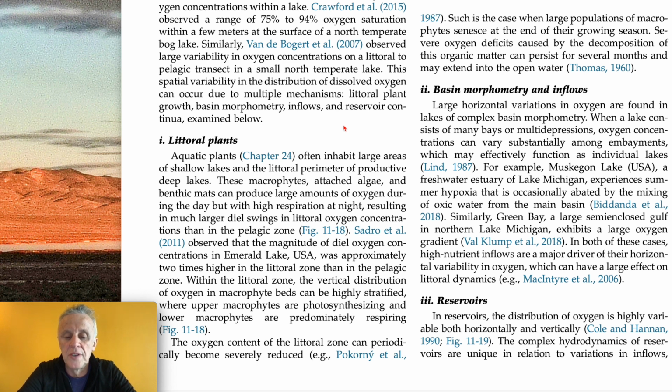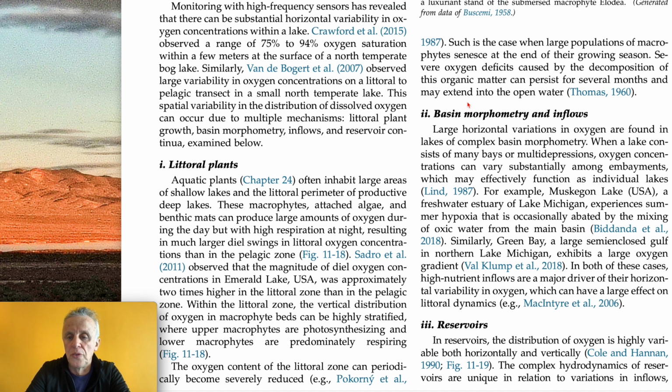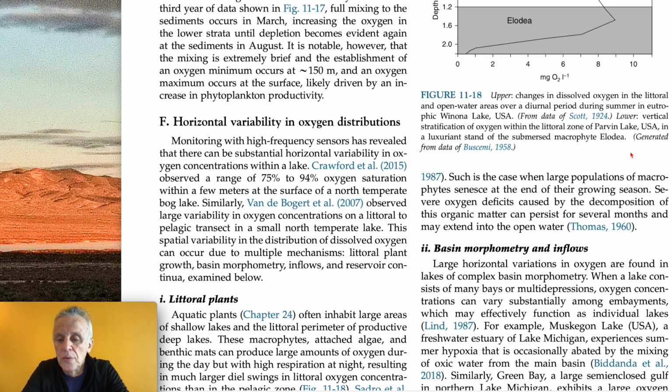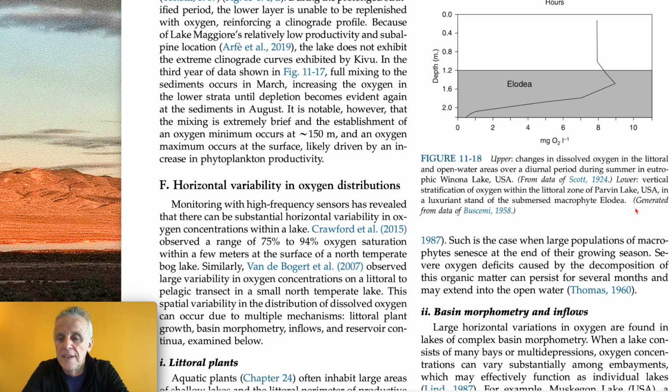Within the littoral zone, the vertical distribution of oxygen in macrophyte beds can be highly stratified, where upper macrophytes are photosynthesizing and lower macrophytes are predominantly respiring. The oxygen content of the littoral zone can periodically become severely reduced. Such is the case when large populations of macrophytes senesce at the end of their growing season. Severe oxygen deficits caused by the decomposition of this organic matter can persist for several months and may extend into the open water. So before we move on, let's look at this figure 11.18 here.